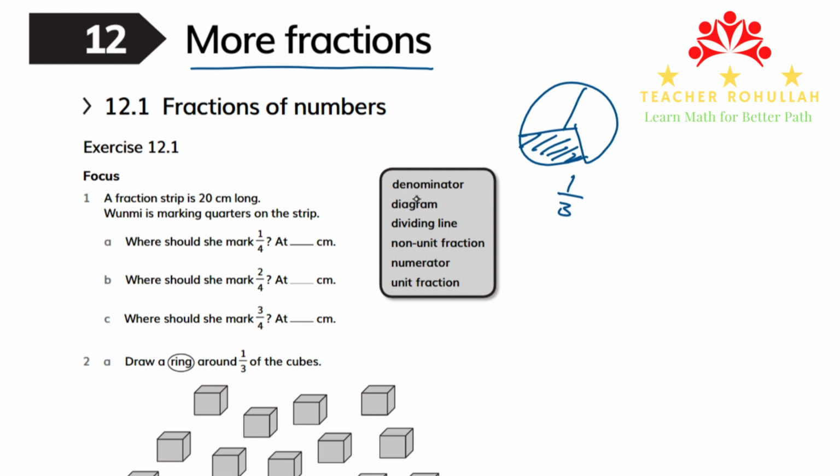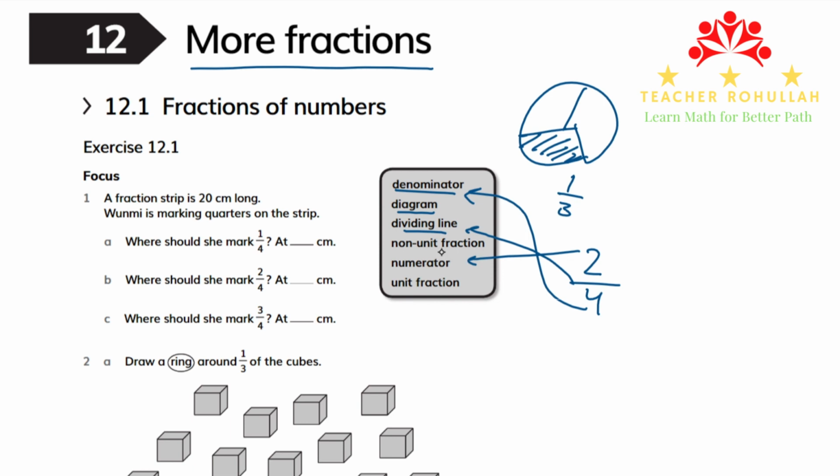We have some words over here. It says denominator, diagram, dividing line, non-unit fraction, numerator, and unit fraction. If we have a fraction such as 2/4, in this fraction 2 is called the numerator. 2 is the numerator and 4 is the denominator. And this line that we have is called the dividing line, and it's also called the fraction bar.